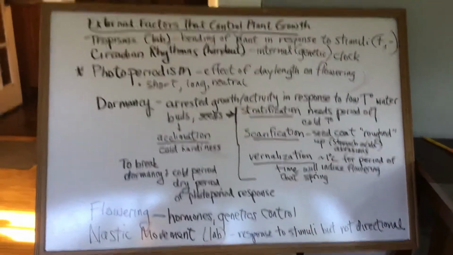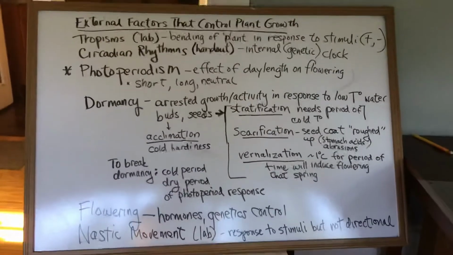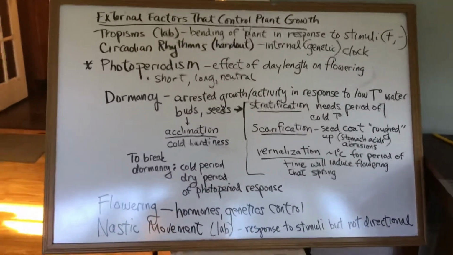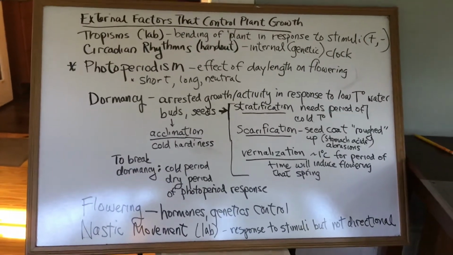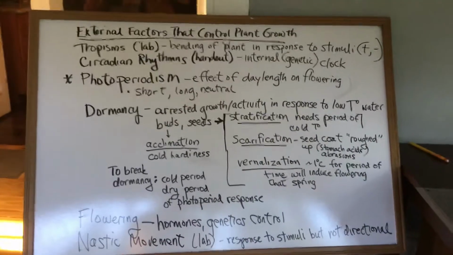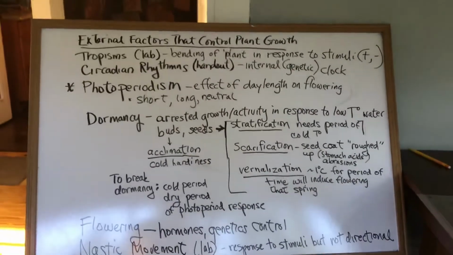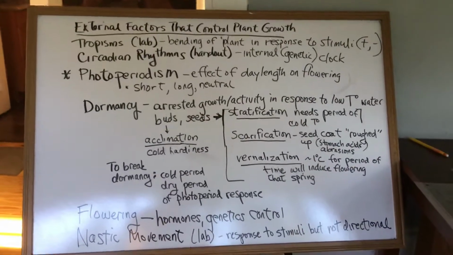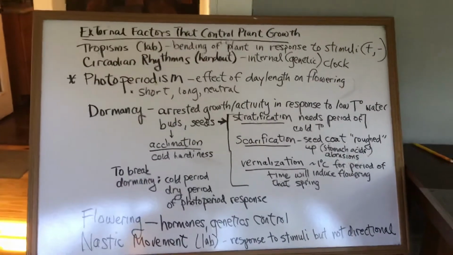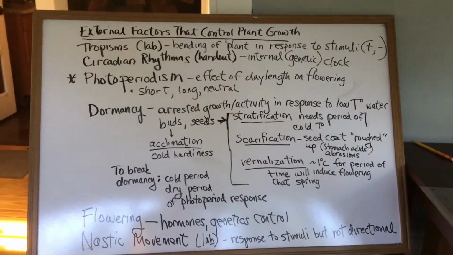Okay, let's talk about some external factors that control plant growth. We're going to talk about tropisms in lab, but basically a tropism is the bending of any plant part in response to stimuli. If it's bending towards the stimuli, it's a positive response. And if it's bending away, it's a negative response.